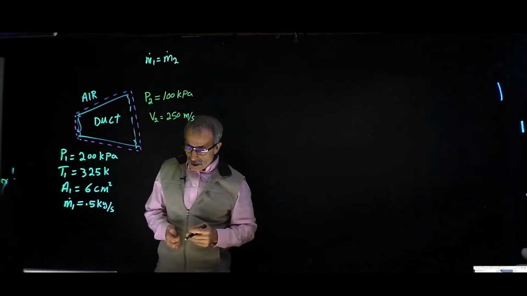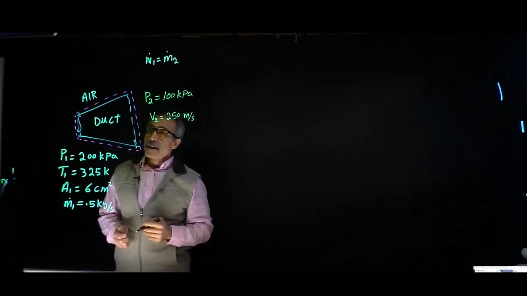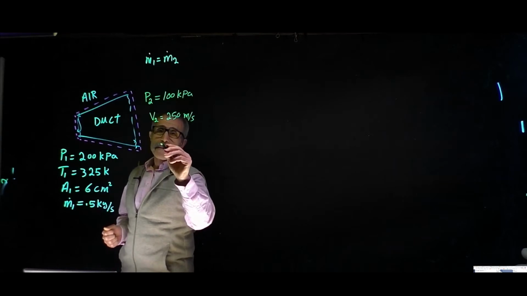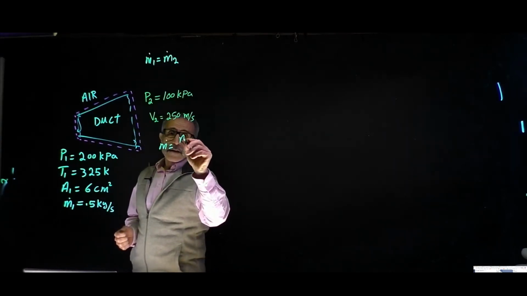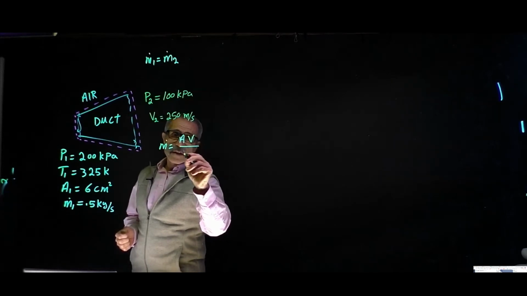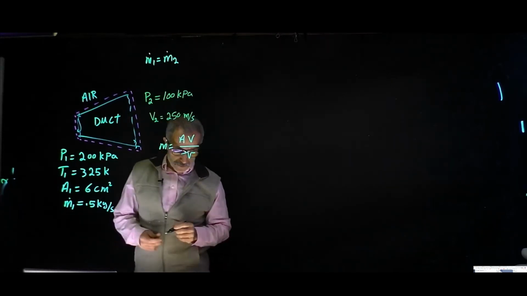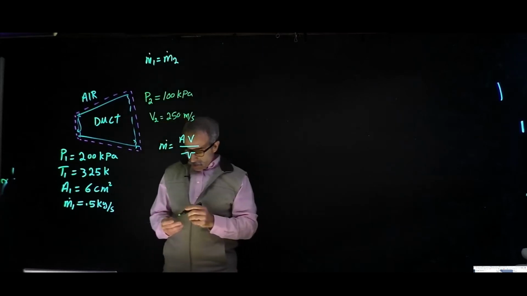So what is m dot? We did talk about that m dot is equal to area times velocity divided by the specific volume. And so let's take a look at this problem.